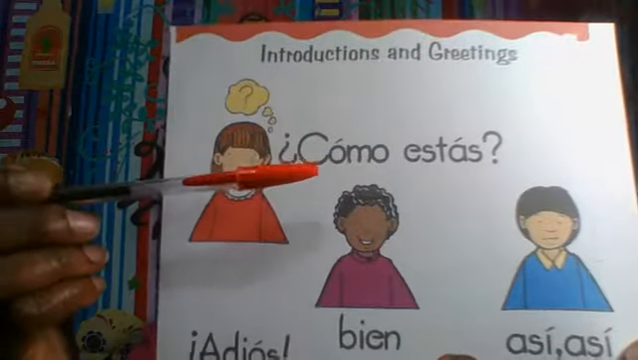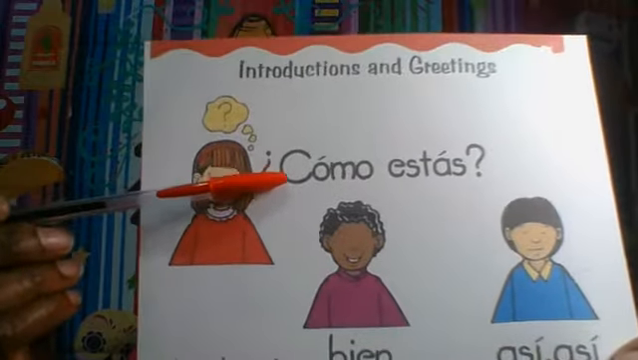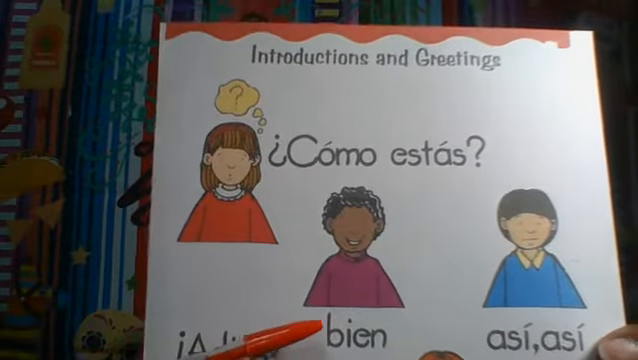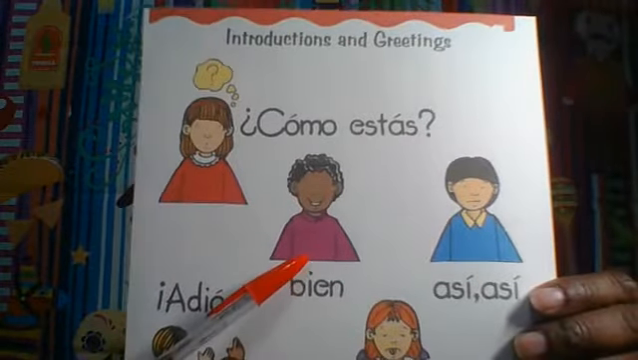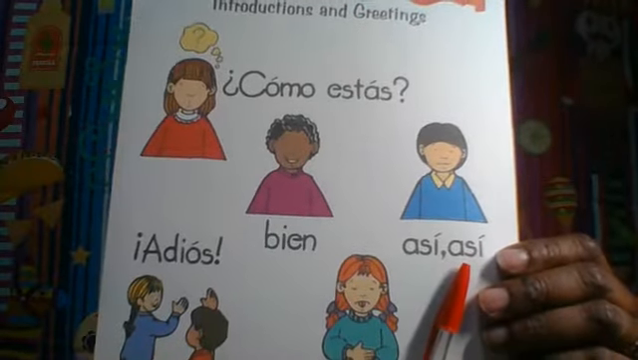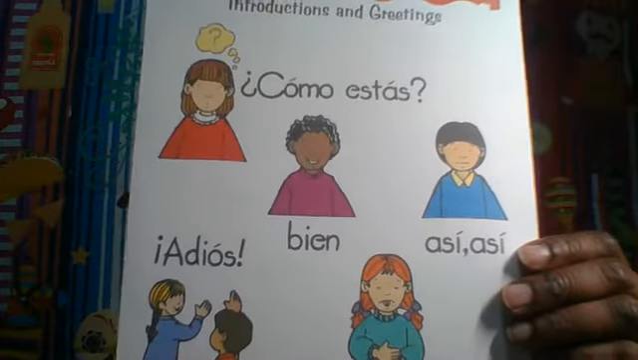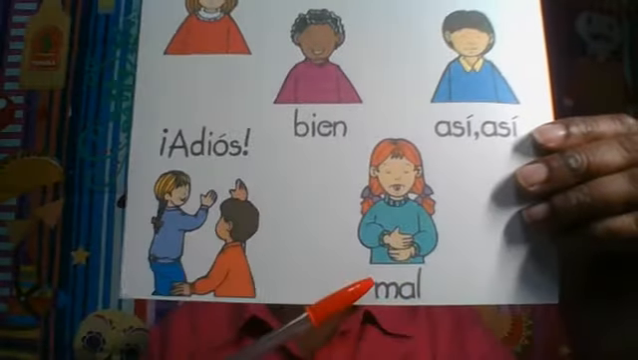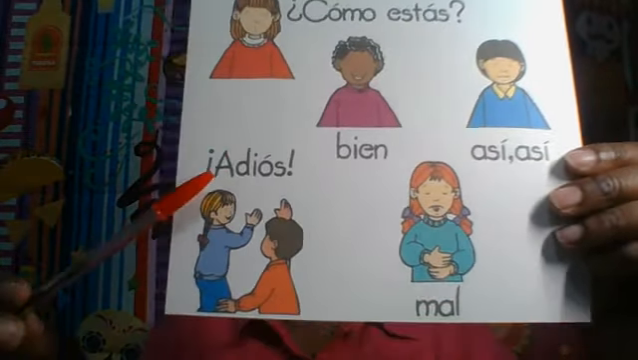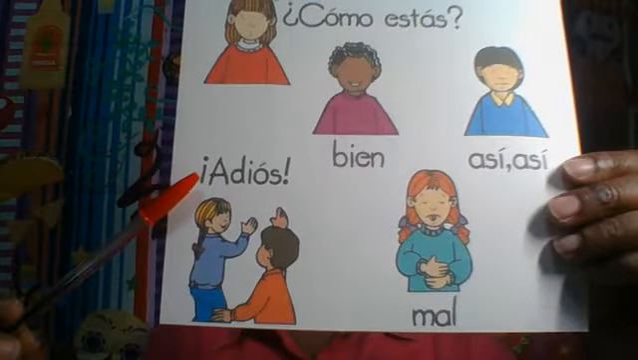All right, try this one. ¿Cómo estás? Well, how are you today? You're going to be very well. Clase, let's say, estoy bien. Okay, I'm doing okay, so-so: estoy así, así. I'm not doing too good, clase: estoy mal. Goodbye. Adios. Goodbye. Adios.